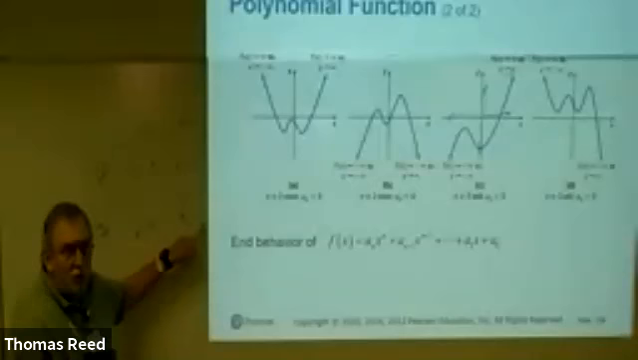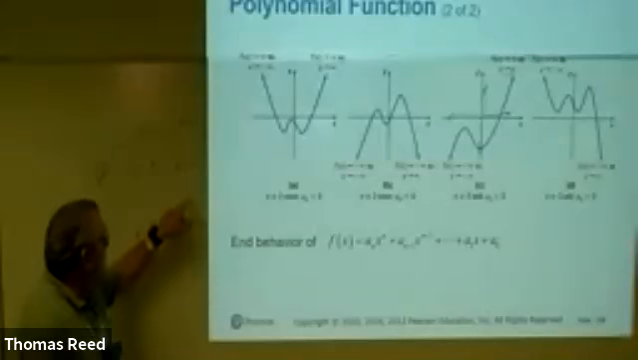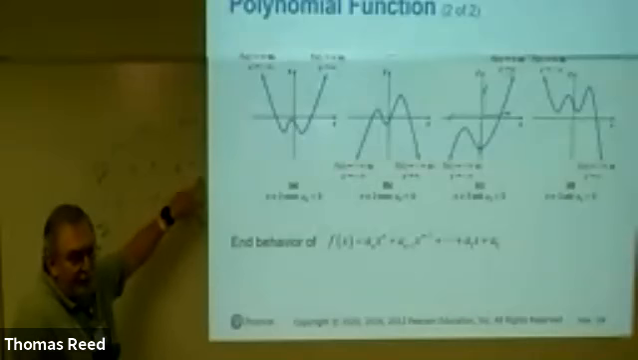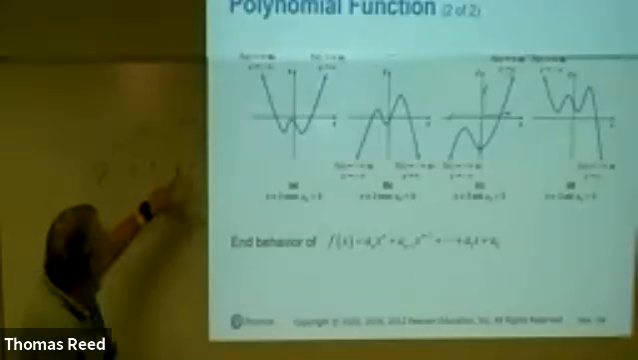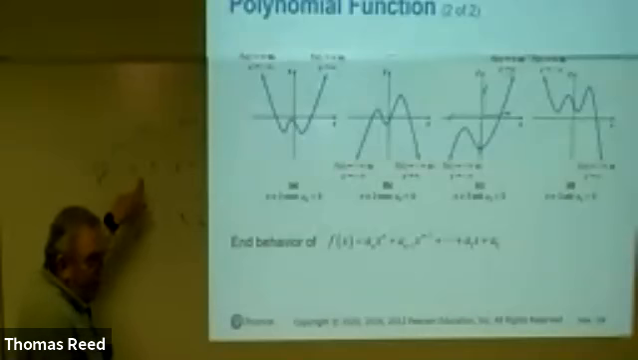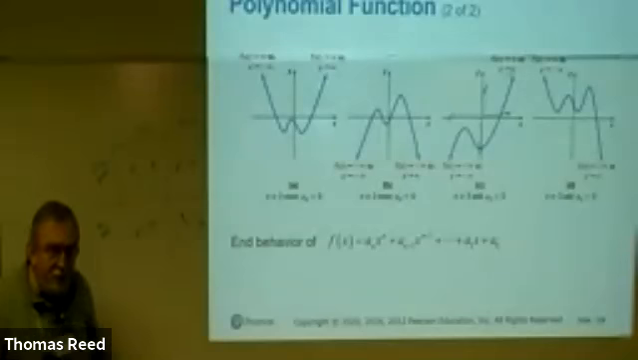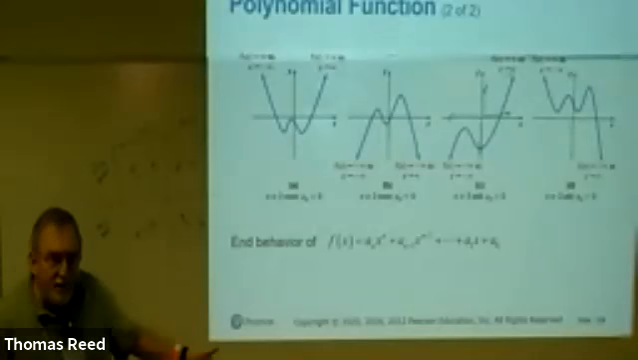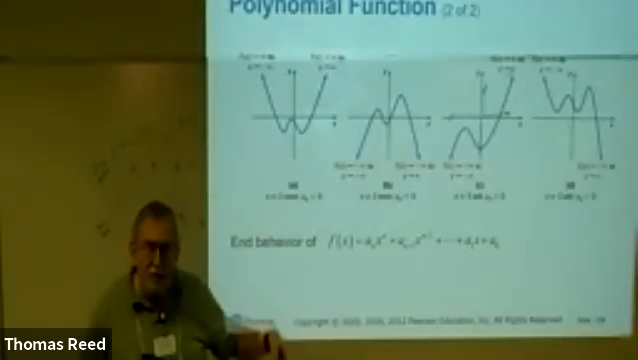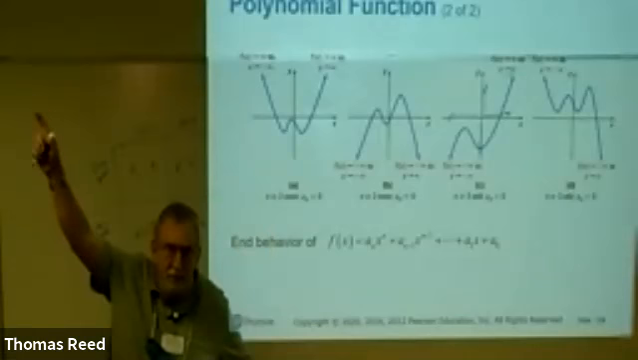Or you could use those words. Goes up to the left, down to the right. It goes down to the left, down to the right. Or they're both going down. Both end behaviors are going down. Both end behaviors are going up. When n is odd, the end behaviors are going in opposite directions, because it goes down to the left or up to the right, or it goes up to the left and down to the right.